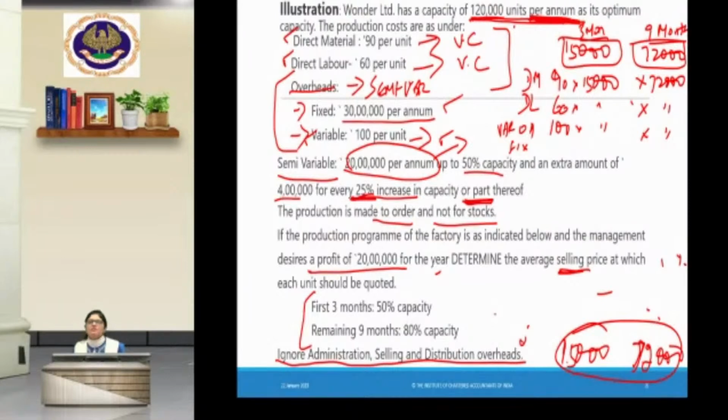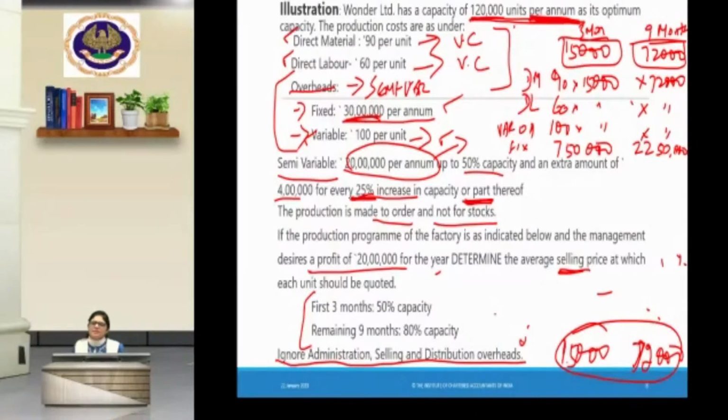Fixed overheads will be divided amongst 3 months and 9 months as per the month. So 30 lakh per annum means for 3 months, it will go to this column, and for 9 months, it will go to this. So 30 lakh for 3 months comes out to 7,50,000, and 30 lakh for 9 months comes out to 22,50,000. All right. So fixed overheads also we have divided.